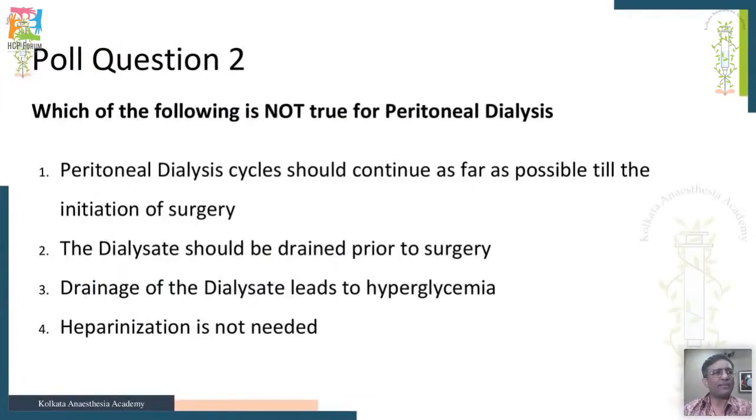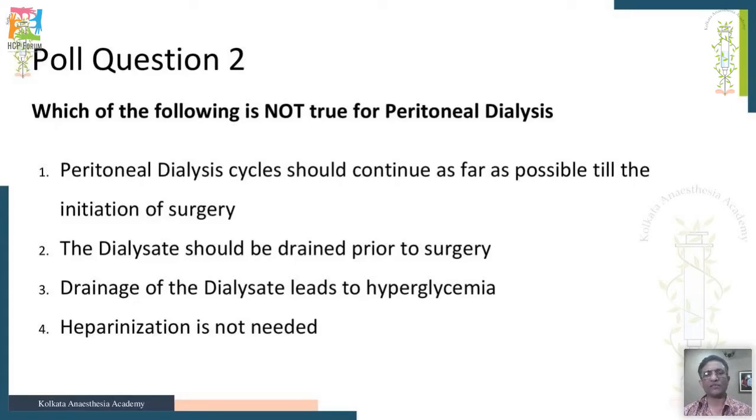And this is very straightforward. Which of the following is not true for peritoneal dialysis? Peritoneal dialysis cycle should continue as far as possible till the initiation of surgery. The dialysate should be drained prior to surgery. The drainage of the dialysate leads to a hyperglycemic response. And peritoneal dialysis does not need heparin, which is not true.